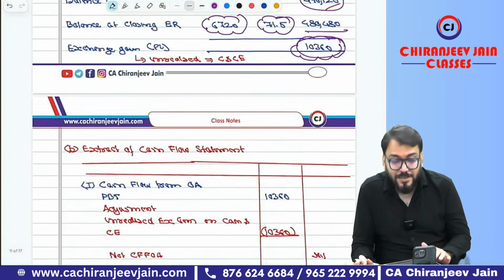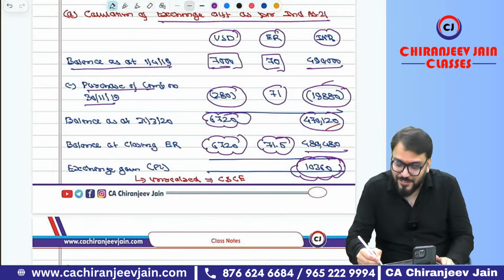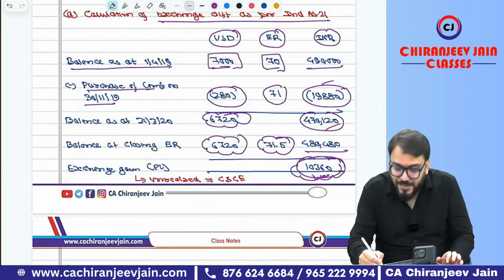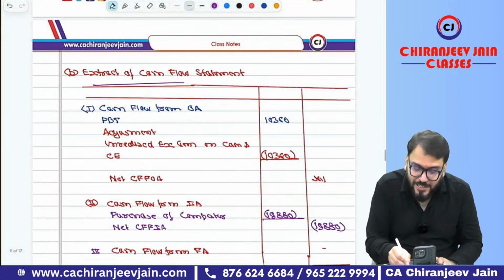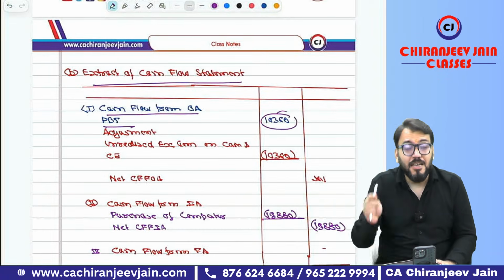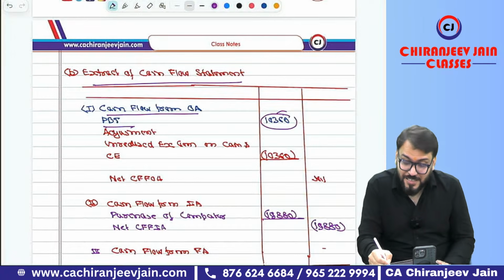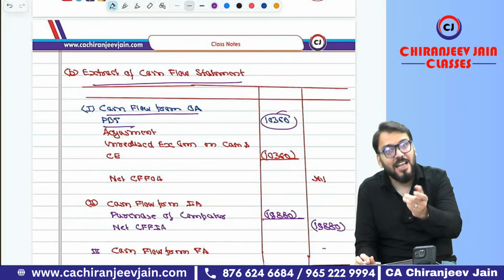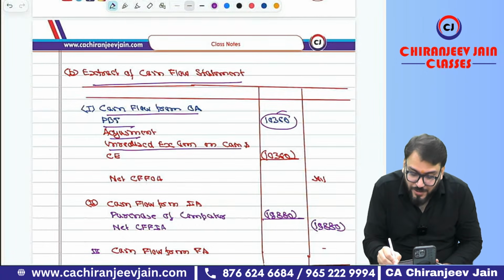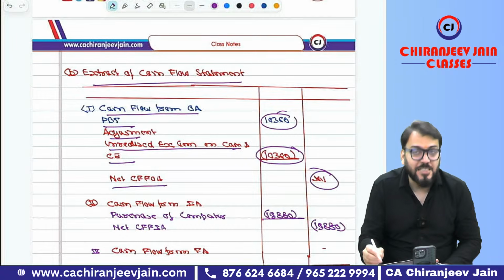Now let us come to extract of cash flow statement. Just try to understand, there is only one exchange gain. Because there is no other information given, we will start with PBT as 10,360. Cash flow from operating activities: PBT is 10,360. This exchange gain is related to cash and cash equivalent, and therefore you need to eliminate it. Adjustment: unrealized exchange gain on cash and cash equivalent is 10,360. Therefore, your net cash flow from operating activities is nil.